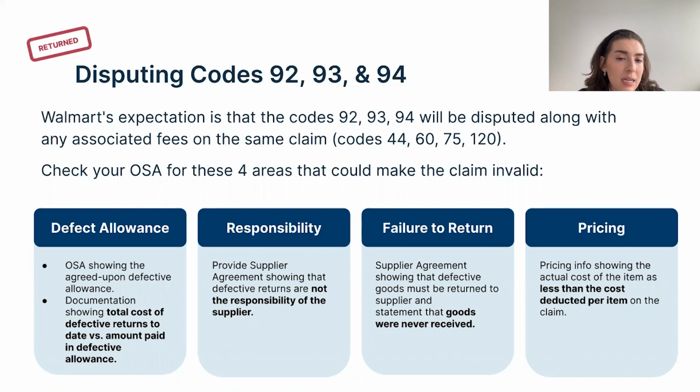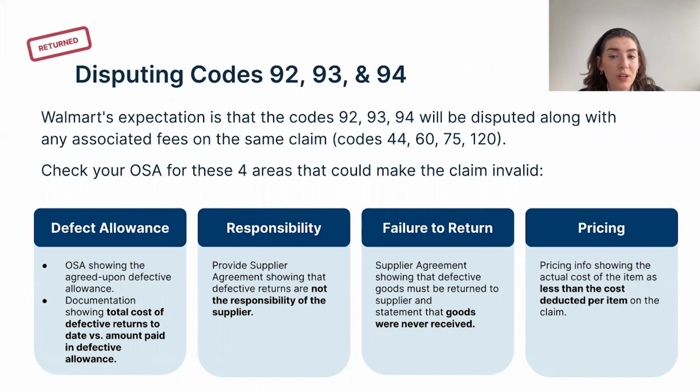The second bucket is responsibility. Look at the supplier agreement showing that defective returns are not the responsibility of the supplier. So, seeing the details of, no, you shouldn't have sent those back to me. Those should be destroyed, or for some other reason, like your 3PLs, or if you can prove for some reason that Walmart is actually responsible for this claim.